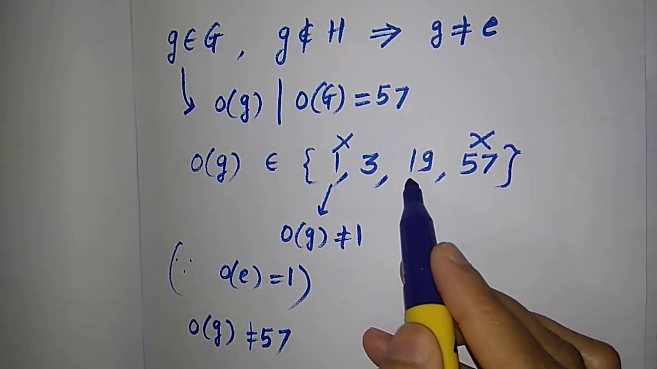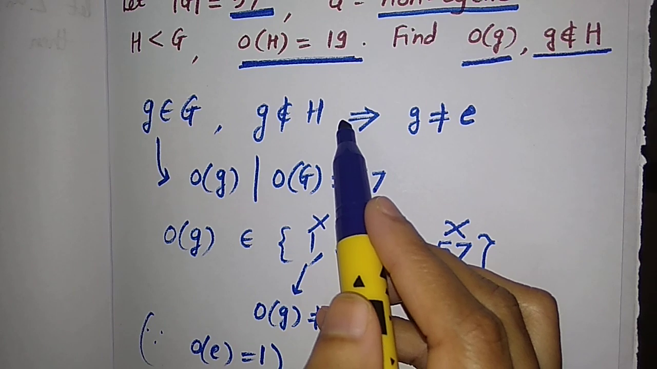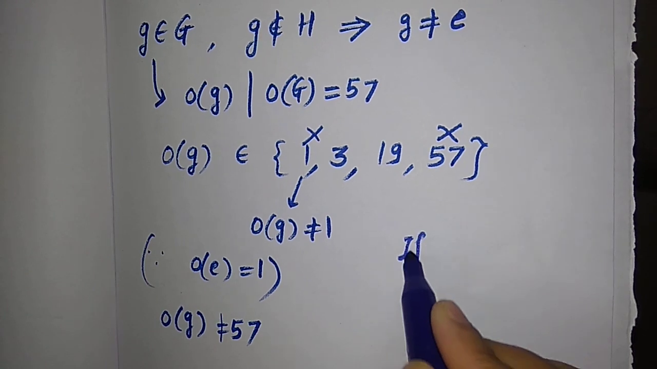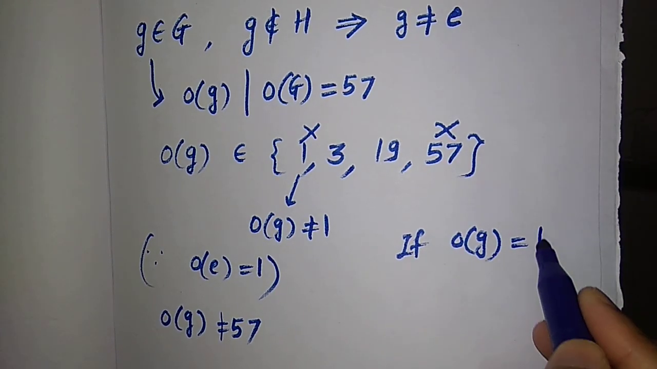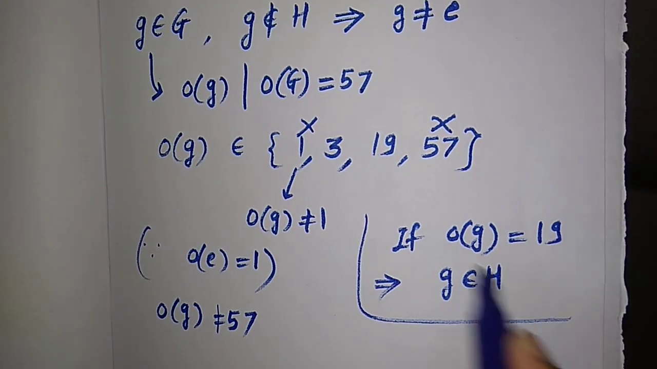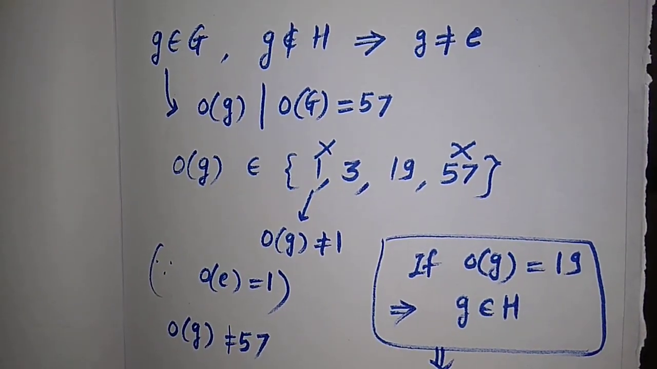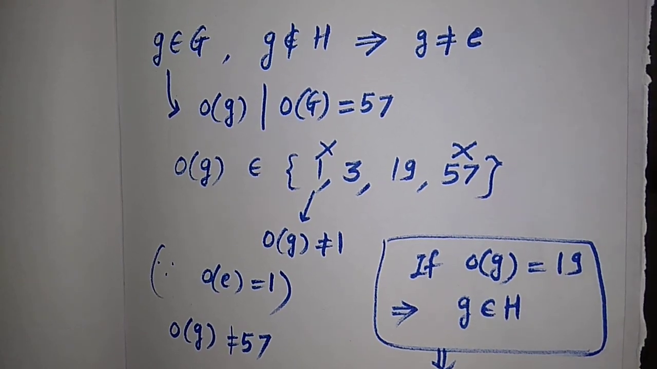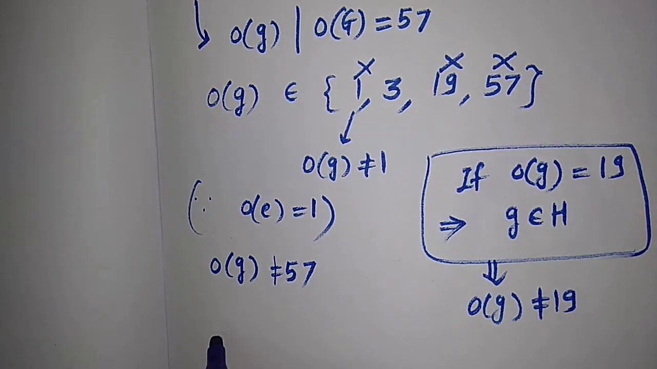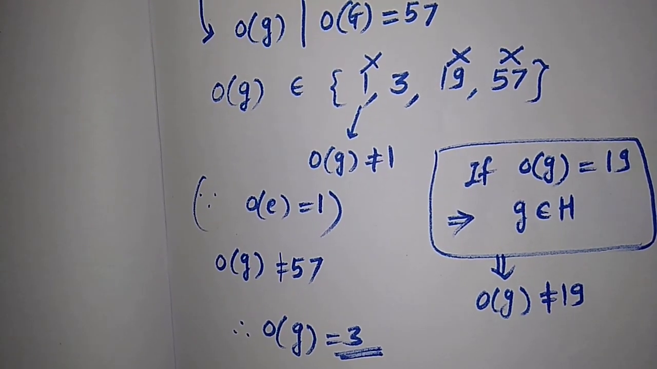Now there are two options, so it can be 3 or 19. But see here, g is not in H and the order of H is 19. So if the order of g is equal to 19, then this gives us g belongs to H. But that is not true because we are given that g is not in H. So the order of g cannot be 19. So we have just the order of g is equal to 3. So 3 is the order of the given element g.